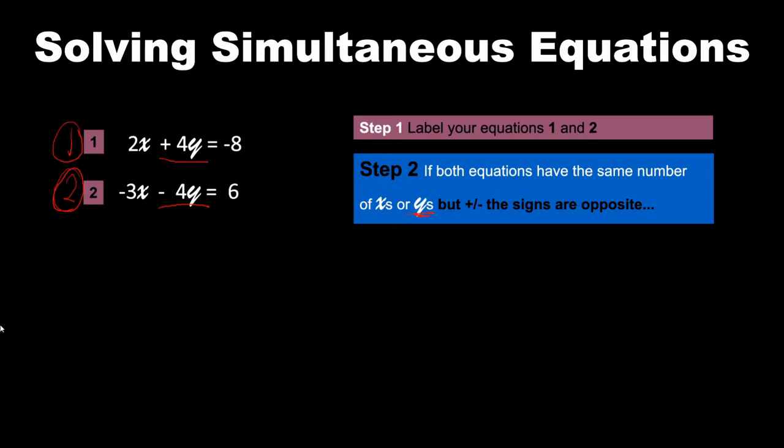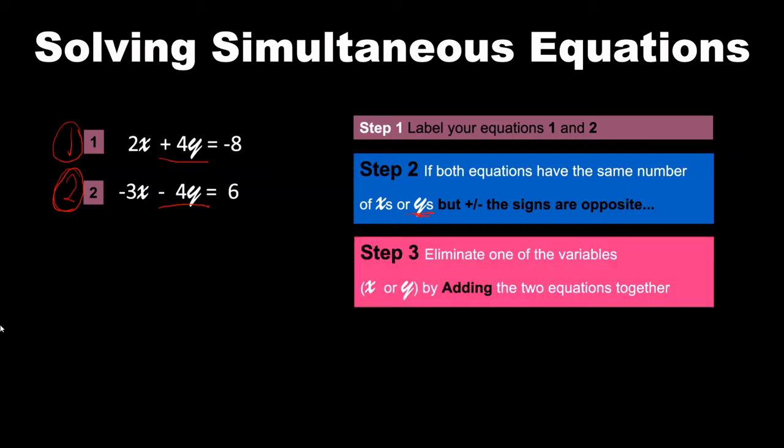So let's go on to step 3. Eliminate one of the variables, either the x or the y variable, by adding the two equations together. When I add these two equations together, positive 4y plus negative 4y will eliminate my y's. So let's go ahead and add equation 1 and 2 together.